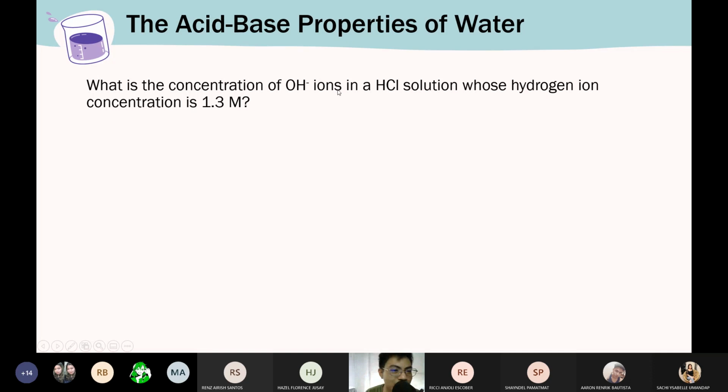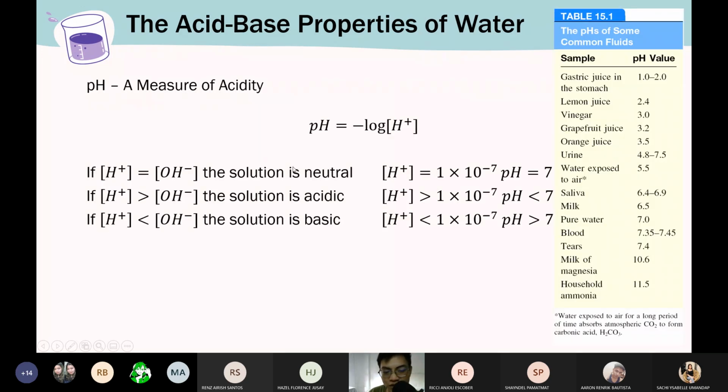Okay, so this one is acidic because the concentration of H plus is greater than the OH, just as what we solved earlier. Now, there is a more convenient way of determining whether a substance is acidic or basic. May mas madaling paraan, and that is the pH.